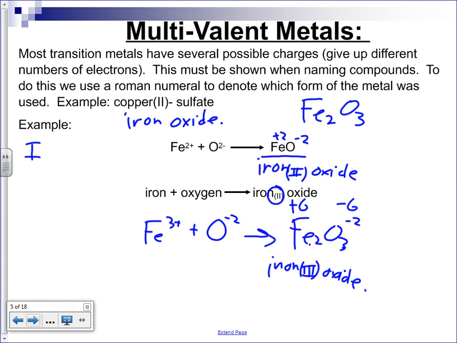Quick review. Roman numerals are 1, 2, 3, 4, 5, 6. I don't think you're going to go beyond that for these, but you get the idea. V stands for 5. Questions so far?